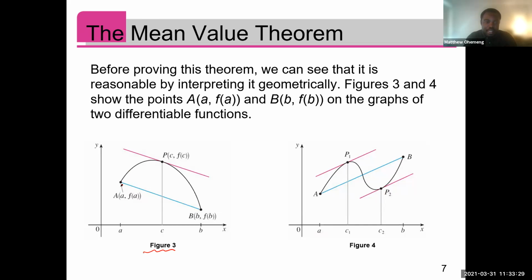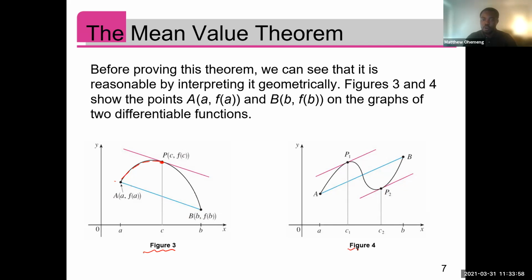Looking at A and B, you see the secant line in blue. So look at the slope of this secant line. If I track the slope of the tangent line, you see that when I get to this point C here, the tangent line slope is the same as the secant line slope. So this verifies the mean value theorem. That's one way of seeing this. That's an example. Now let's look at the other example.